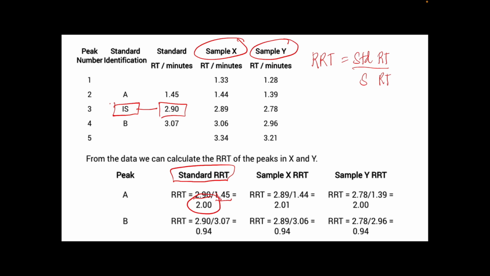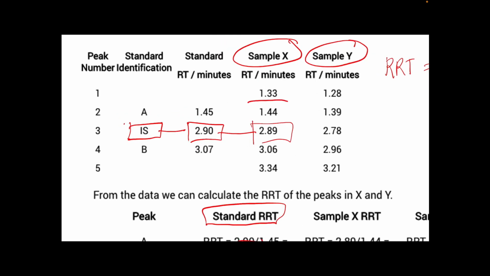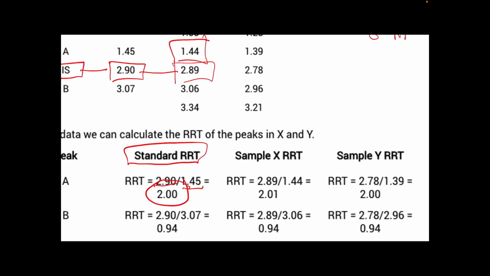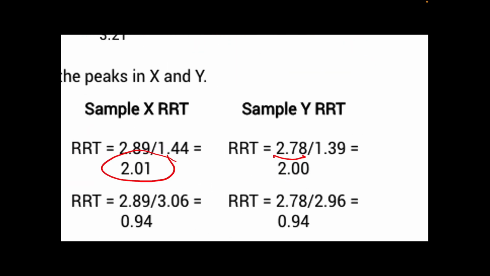For sample X, it's 2.89 for the internal standard, divided by 1.44, that's for the RT of sample X. So the next one gives us 2.01. Next one, we have the RT of the standard. For sample Y, it's 2.78 divided by 1.39. So it gives us an RRT of 2.0.